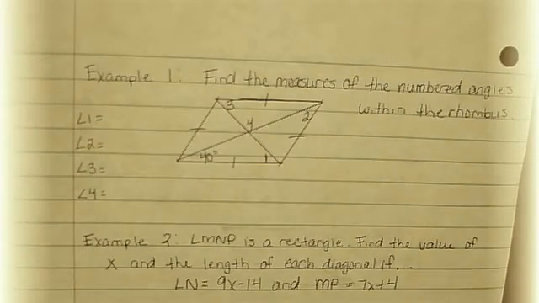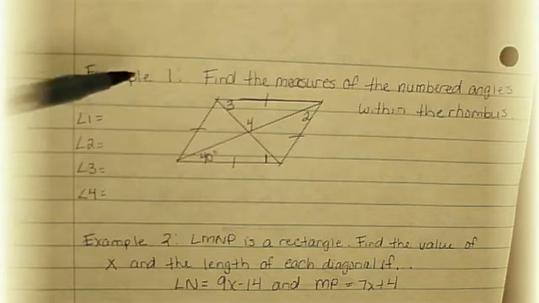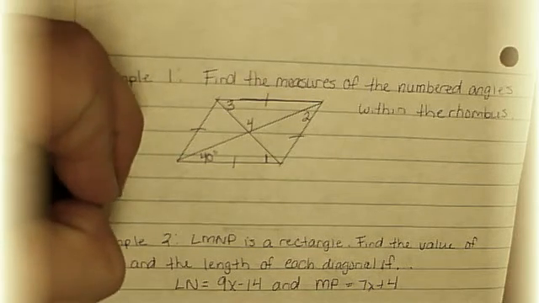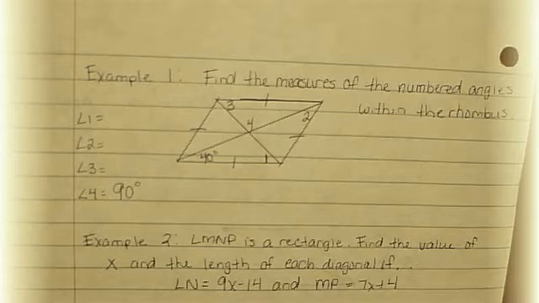Example 1 asks me to find the measures of the numbered angles within the rhombus. Okay, the different things that we learned about the rhombus. The first thing was the diagonals, when they cross, are perpendicular. So if we know that, then that means that angle 4 here would have to be a 90-degree angle.